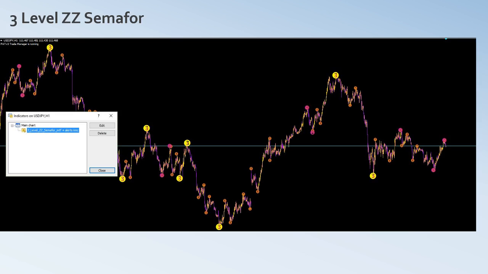And this is a real nice one, the 3-level ZZ semaphore. This particular indicator will tell you the smaller zigzags and the larger zigzags, so you'll know when a more major move is about to change. So you can see that by how far out each of the moves go from the Bollinger Bands. It'll show you basically how strong that trend is about to change. So basically this one goes by the Bollinger Bands, and it tells the indicator when it's about time to reverse.